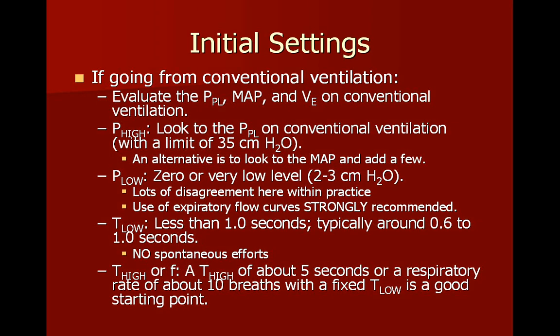So if you're setting this person up from scratch, and you have them on, let's say, volume ventilation or pressure ventilation, conventional style, and you want to go to this, there's a couple of values that'll help you out. One, look at the plateau pressure that's being generated. Get an idea of what that is. Get an idea of what the mean airway pressure is, and get an idea of how much minute ventilation you're needing to get an acid-base status that is adequate for you. If I'm using the plateau pressure, that's a good place to start your P high.